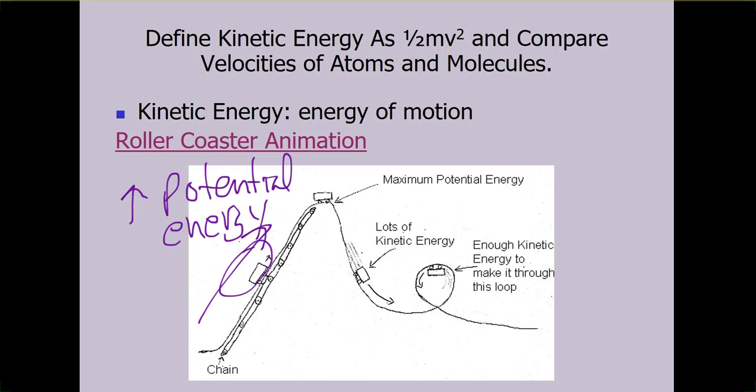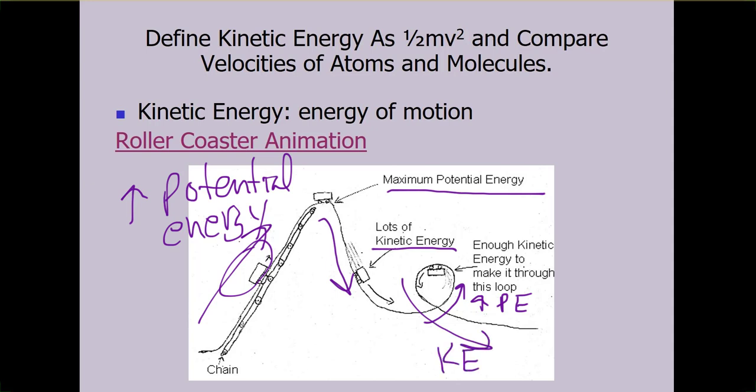Let's go back to our roller coaster example. So we have our car traveling up to the top. At the top, we have a maximum potential energy. As it slides down, that energy is changed to kinetic energy. And then I have a loop. So I will have an increase in potential energy as it goes up the loop. And then I will have a release of the kinetic energy as it comes around.